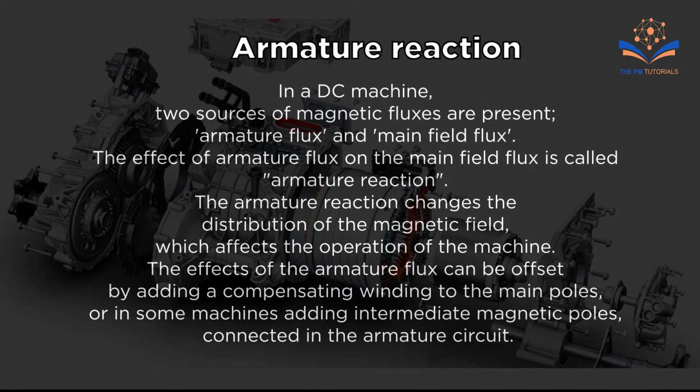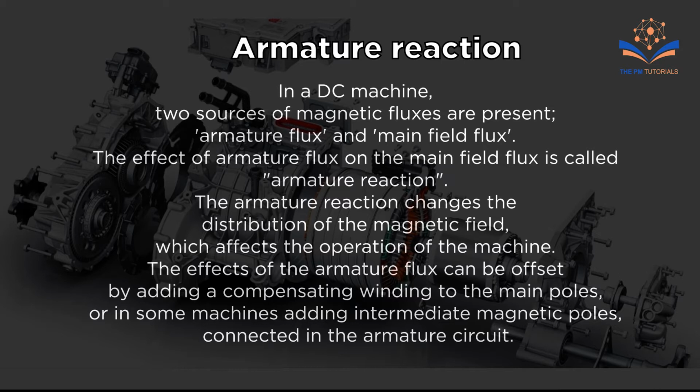Two sources of magnetic flux are present: armature flux and main field flux. The effect of the armature on the main field flux is called armature reaction. Armature reaction changes the distribution of the magnetic field.